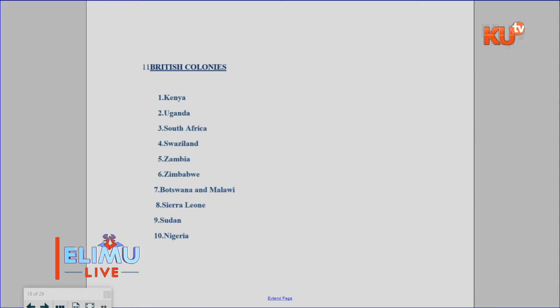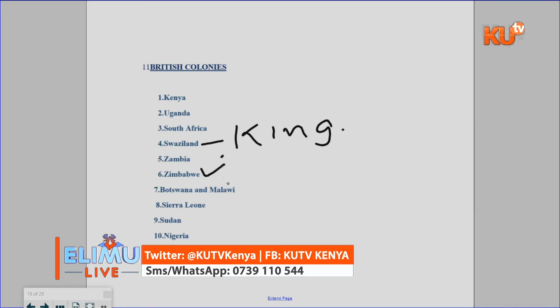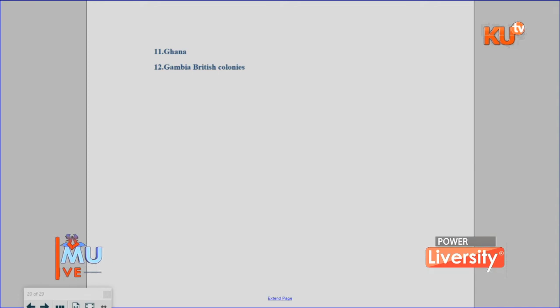Swaziland is a country which is ruled by a king. We have Zambia. We have another country which is called Zimbabwe. We have a country called Botswana and Malawi. We have a country called Sierra Leone. And we have Sudan together with Nigeria. So those are the countries which were colonized by Britain.